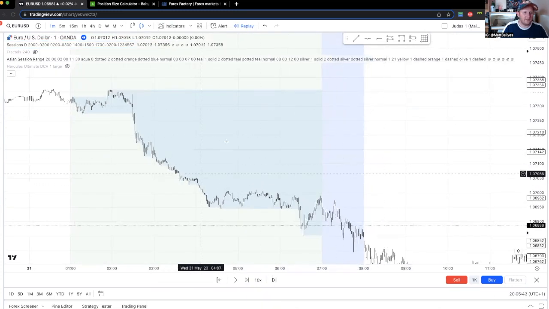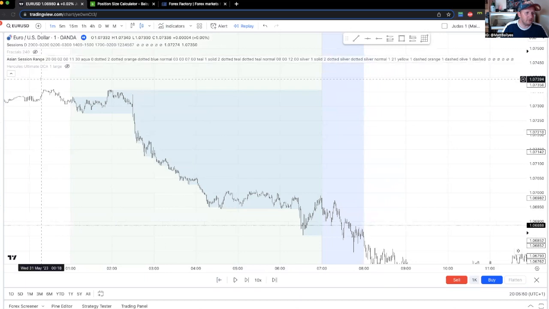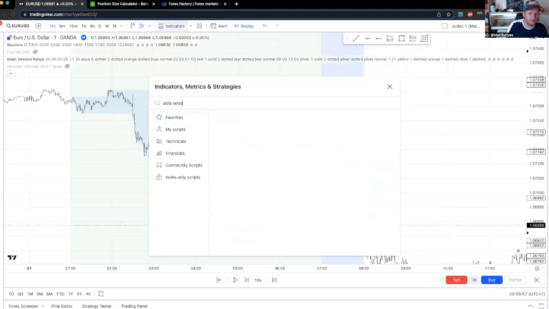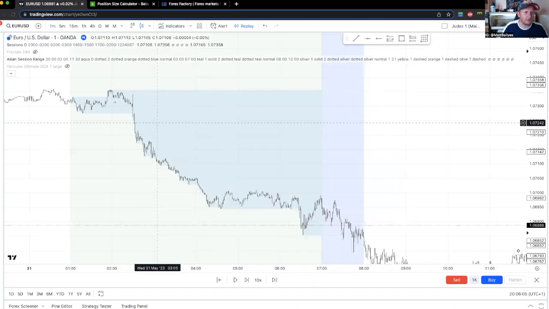The other thing I've done is add an extra indicator on top. It just marks out the highs and the lows of the Asia session. This one is called Asia session range. Go into there and you'll find it by Rob Minty. You add that to your chart, and I'll show you the settings I use for that.